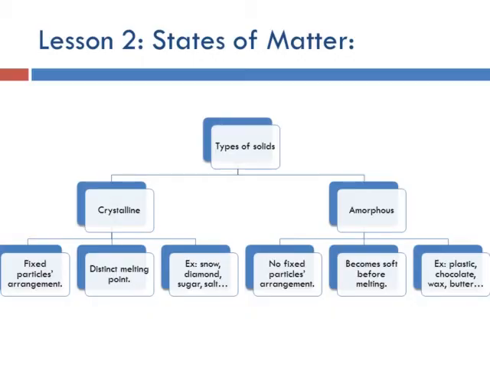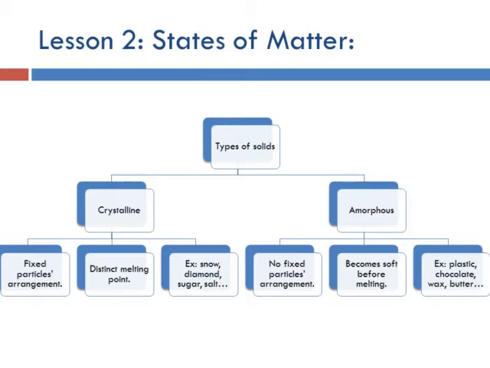We have two types of solids, crystalline and amorphous. These two types are opposite. You can see the difference between them in the following chart. Crystalline solids have a distinct melting point, which means that they only melt after they reach a specific temperature. Below this temperature, they will stay solids. They also have a fixed particles arrangement, which means that the particles or the atoms that form these solids are always organized in the same way. Some examples are snow, diamond, sugar, salt, etc.